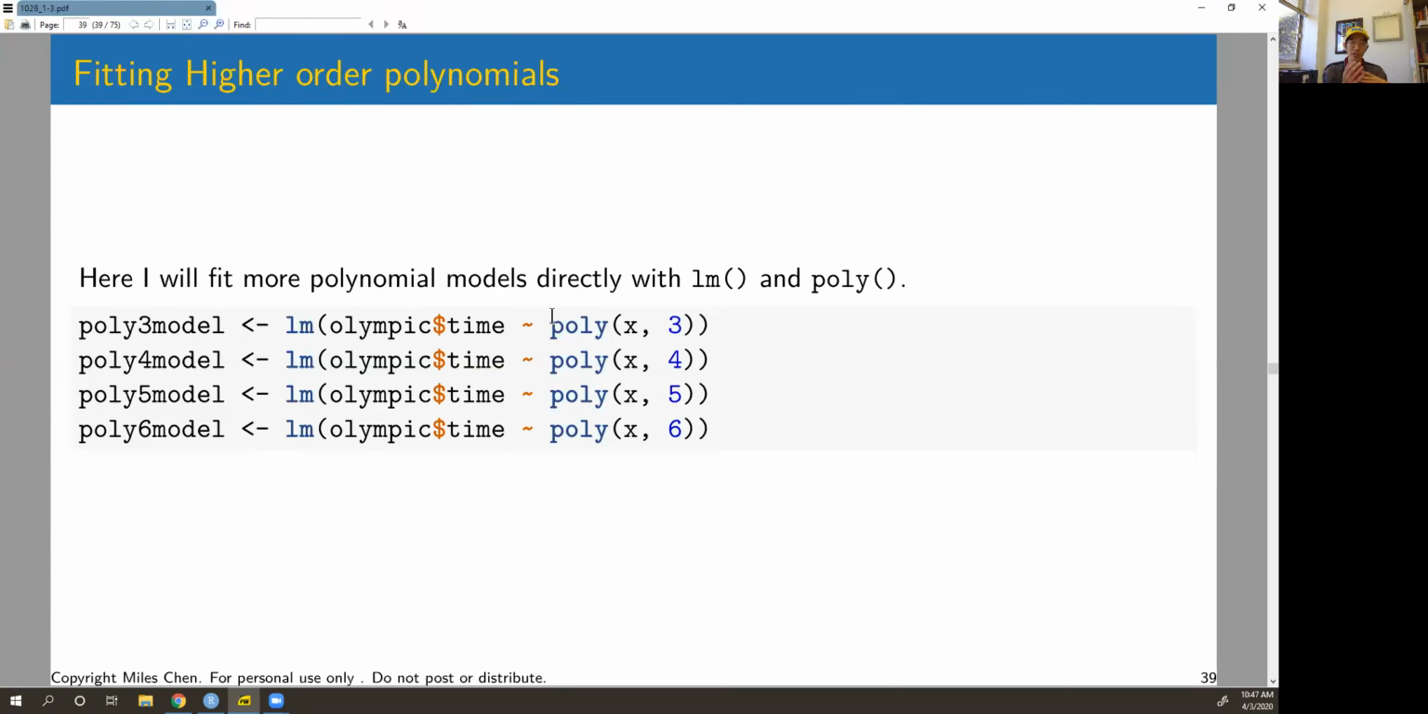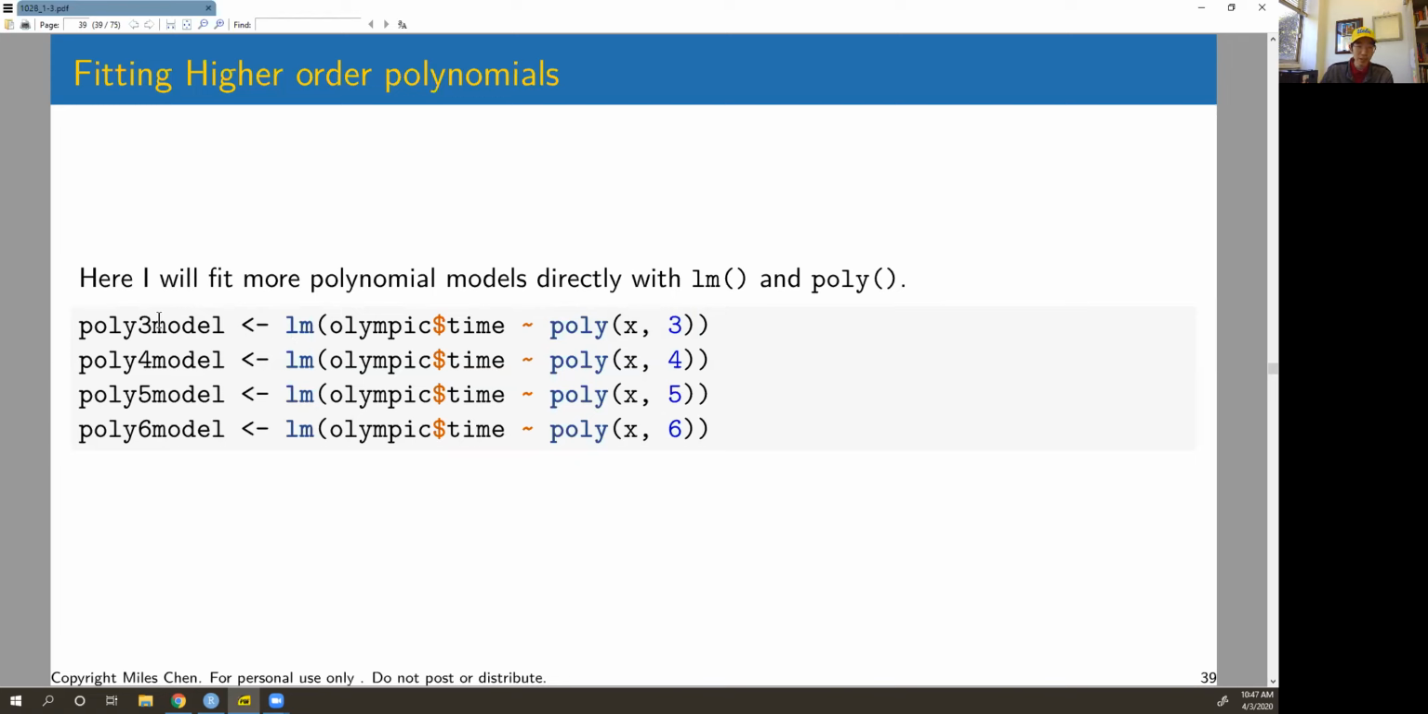I could do X transpose X, inverse X transpose T. I could do all of those matrix operations, and we would get the same thing. But this is a quick way to fit different polynomials using R's poly function, which produces matrices for us. When you use LM, it fits the intercept for us.